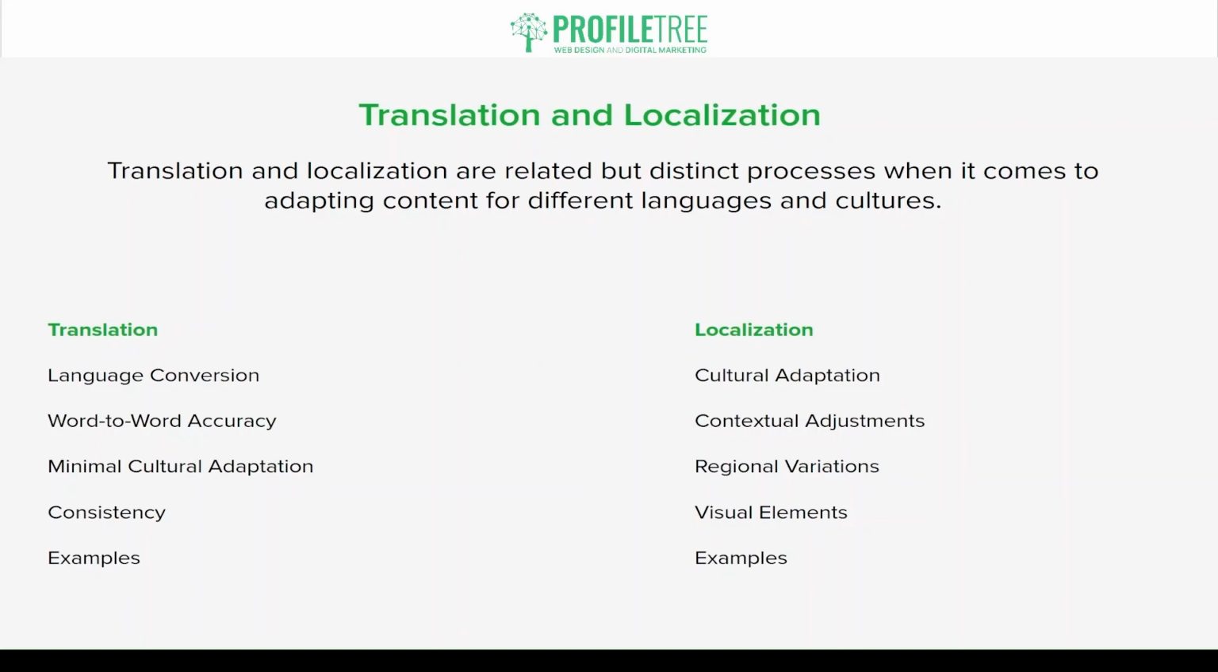In summary, translation is primarily concerned with linguistic accuracy and converting text from one language to another, while localization encompasses a broader spectrum of cultural and regional adaptation. Localization ensures that content not only speaks the language, but also resonates with the local culture and context, making it more relatable and effective in the target market.